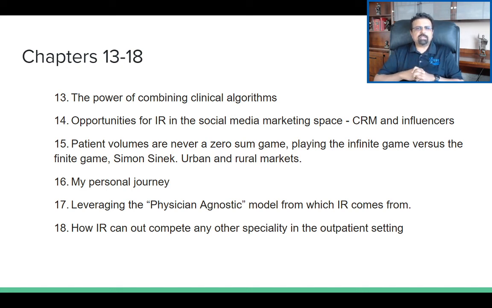Chapter 14 would be dedicated to the opportunities for IR in the social media marketing space, specifically learning a little bit about customer resource management and the use of even social media influencers.